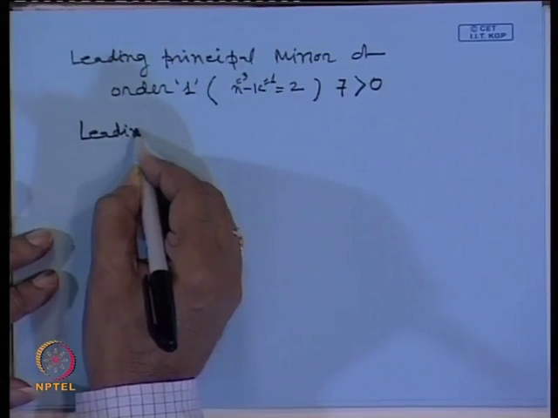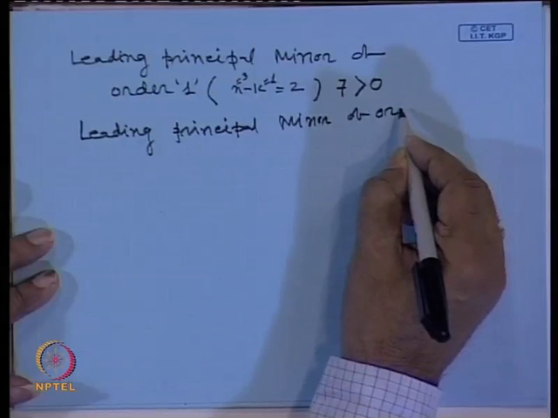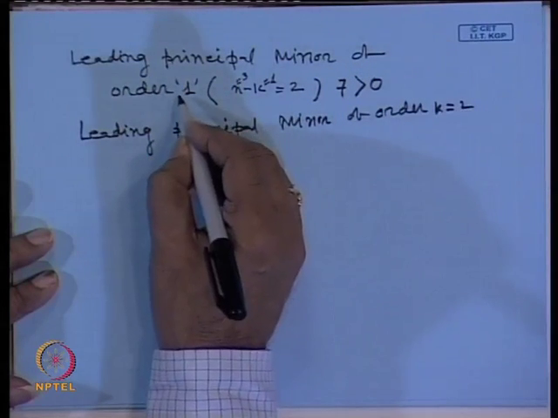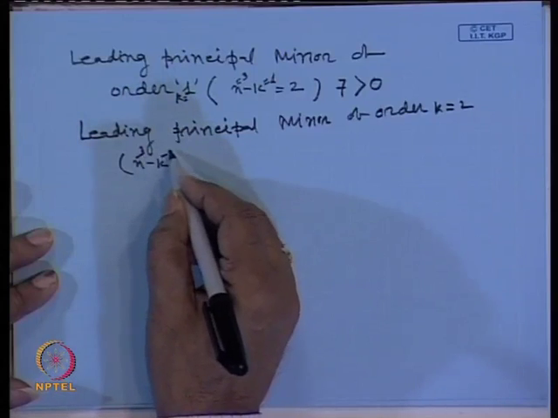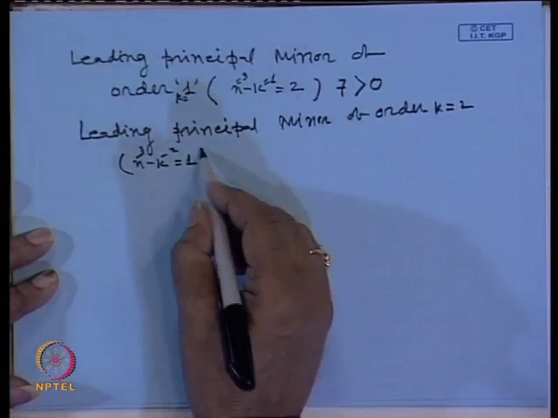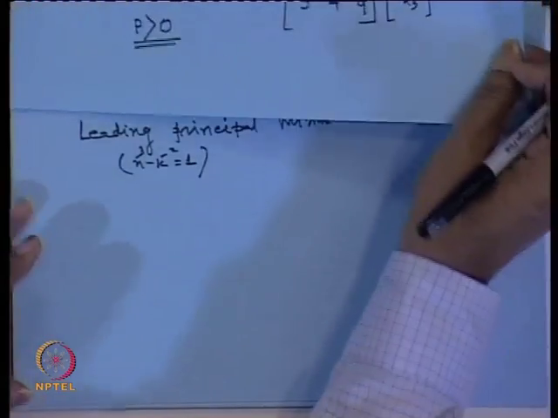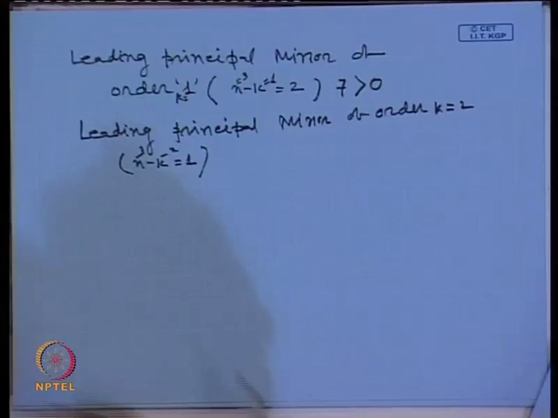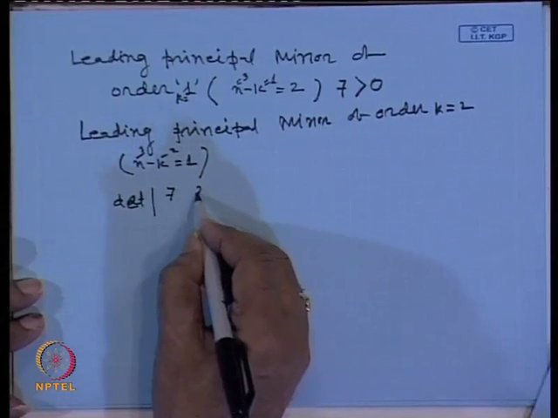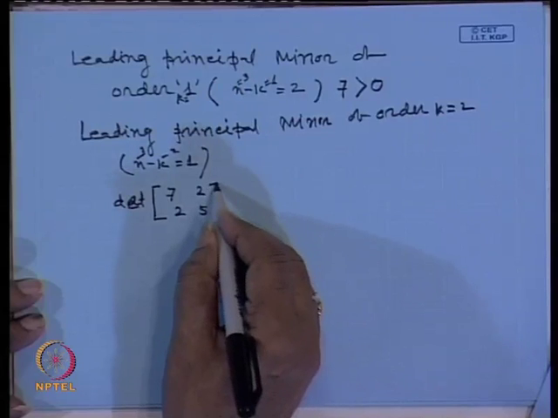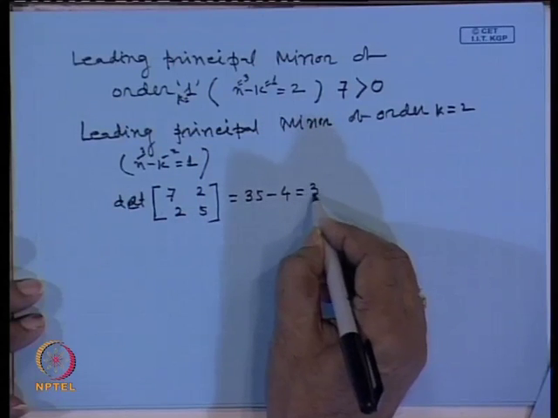Next is the leading principal minor of order 2, k is equal to 2. Then n minus k, where n is equal to 3 and k is equal to 2, is 1. So, you delete the last row and last column from the matrix P, and you have only this matrix. Its determinant is the determinant of the matrix 7, 2, 2, 5. And that determinant is 35 minus 4, equal to 31, which is greater than 0.